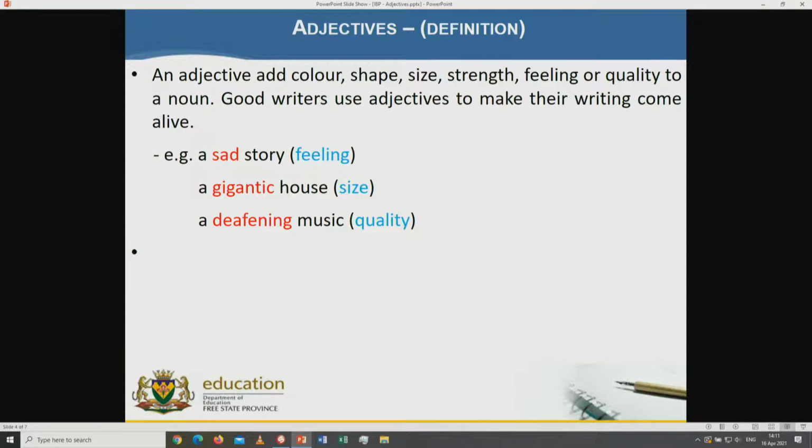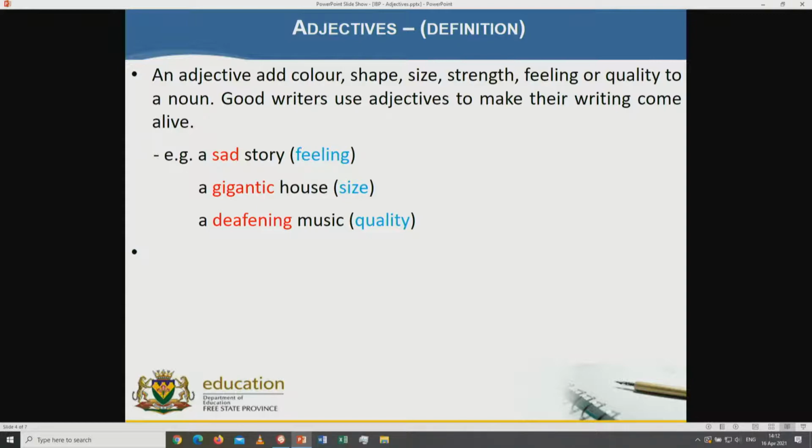A sad story. Remember we said an adjective adds color, shape, size, strength, feeling, or quality to a noun. Now, let's look at this. A sad story, it's a feeling. I feel sad after reading this story. In other words, that adjective sad tells more about the feeling, how a person feels. I feel sad after reading this story.